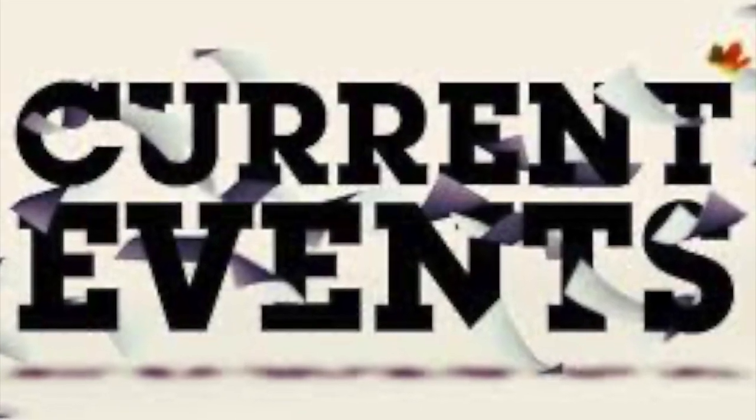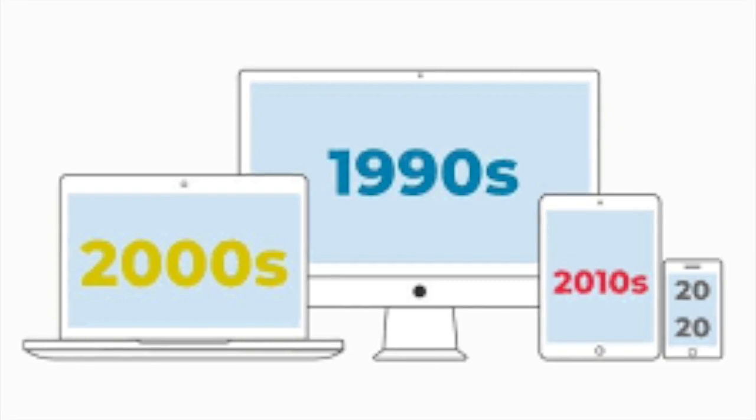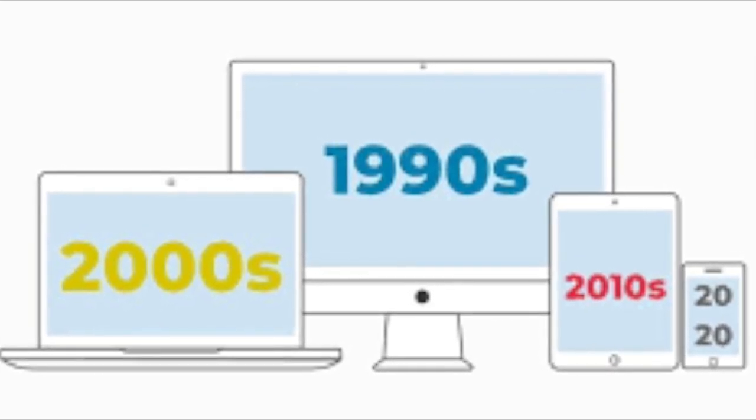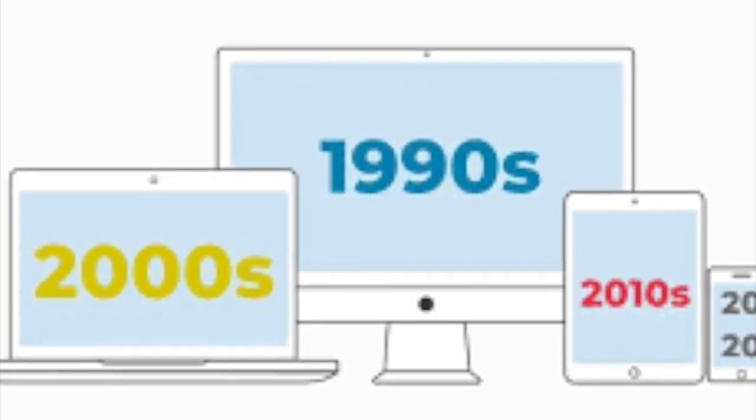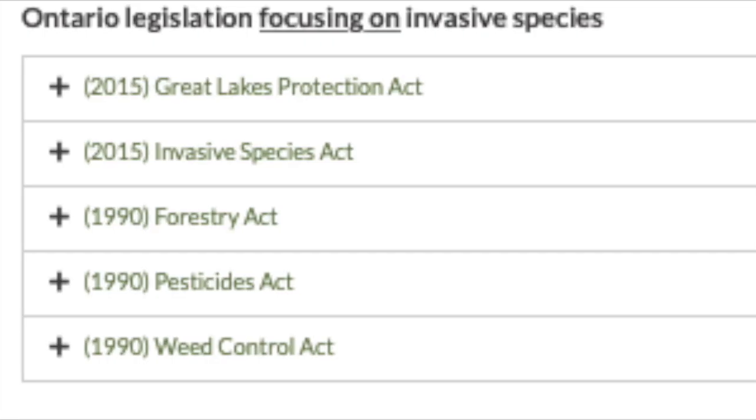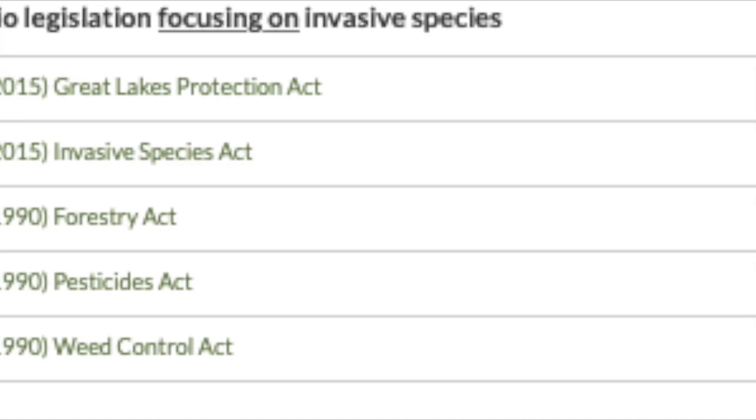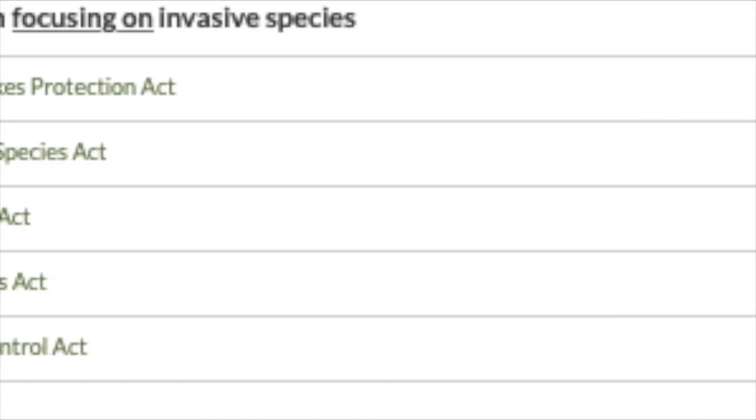Continuing from where Carson left off, I'll be talking about our modern day fight with invasive species, and this will cover the time frame between the 1990s to just around 2019. Focusing on provincial legislature in Ontario, there are 5 pieces of legislation that focus on combating invasive species.